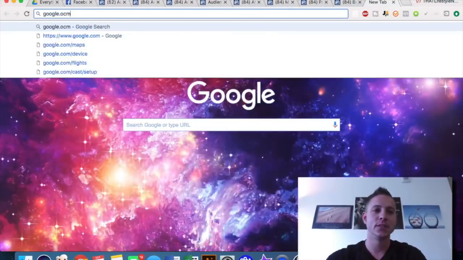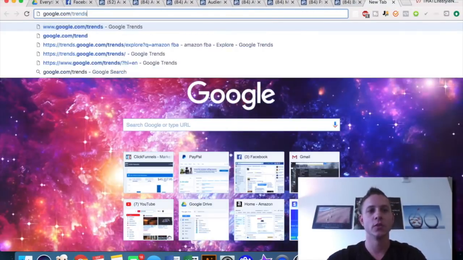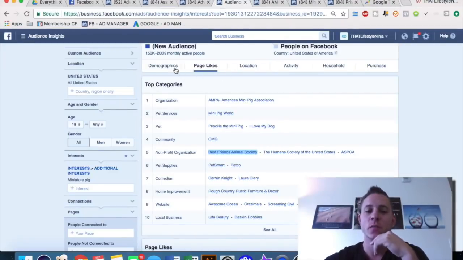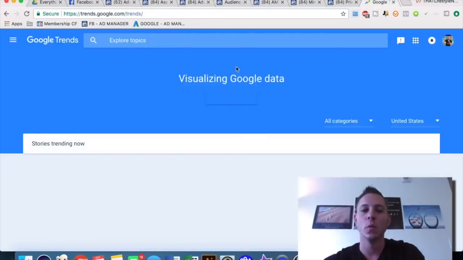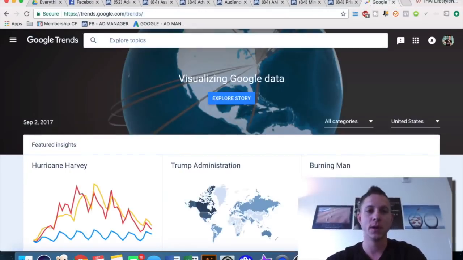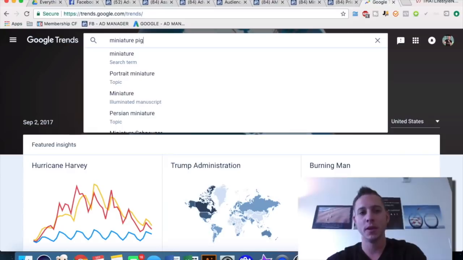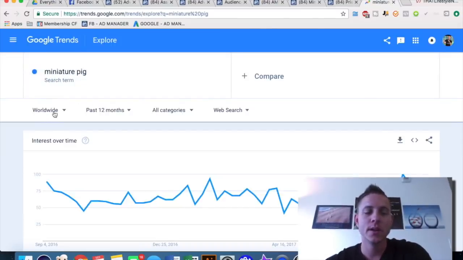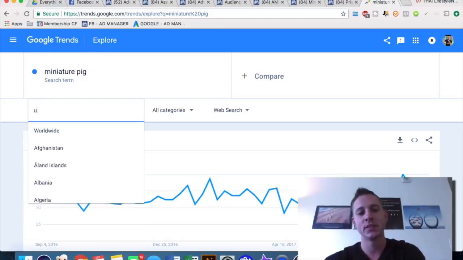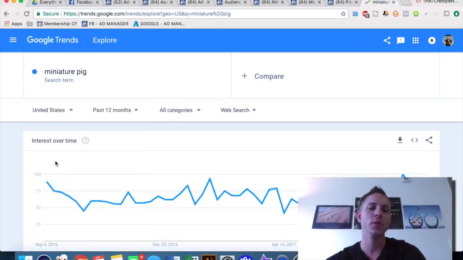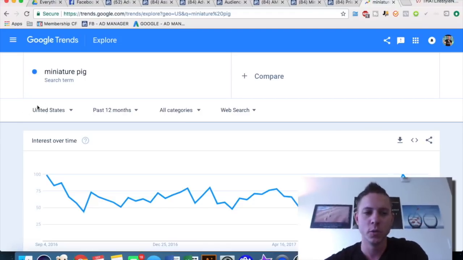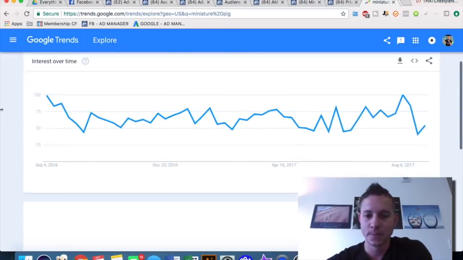One last thing that I like to use is a service called Google Trends. So Google Trends is a really cool way, kind of like audience insights, where you can tell a lot about where people are searching something. So we're going to put miniature pig as a search term into Google Trends. We are going to narrow it down from worldwide to the United States for now. But I mean, if you had a Shopify store or something that shipped worldwide, you could send it all around the world, and you wouldn't want to narrow it to just the United States. But for this exact example, we're just going to use the USA.